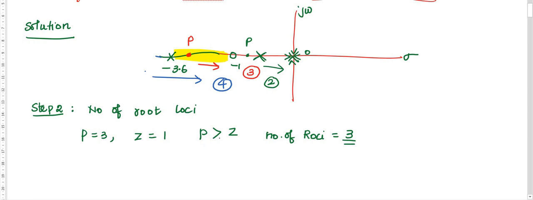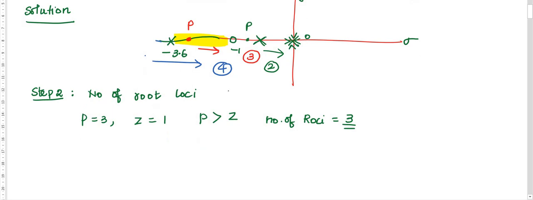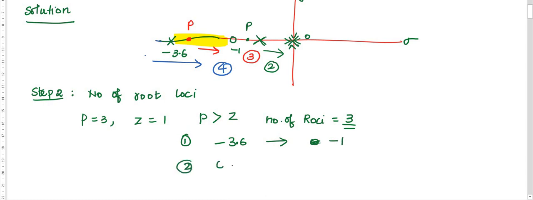So there are 3 root loci. One of the root loci starts from -3.6 and ends at the open loop zero, that is -1. And the other 2 root loci start from the open loop poles, that is 0, and end at infinity, 0 to infinity.